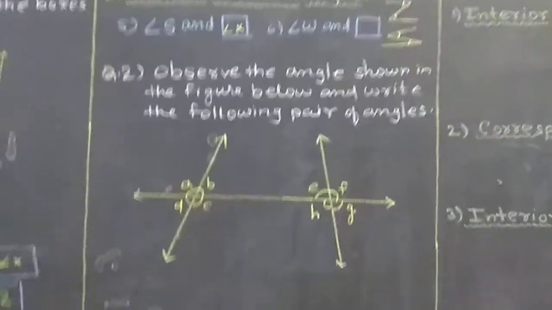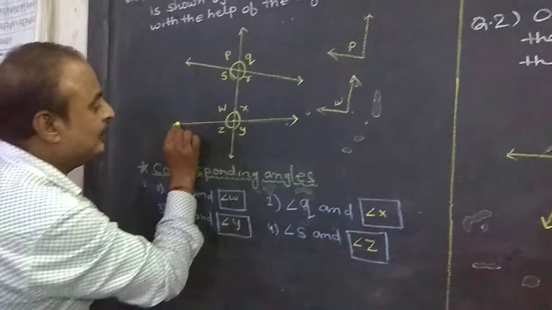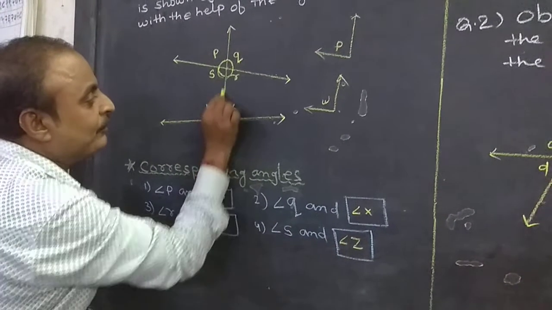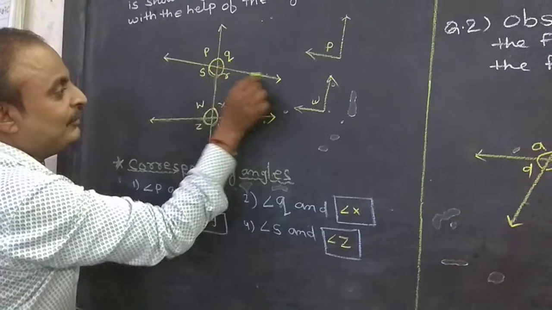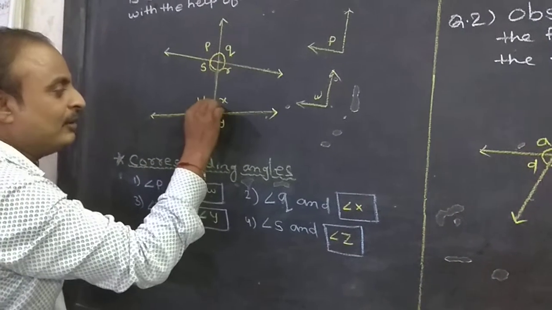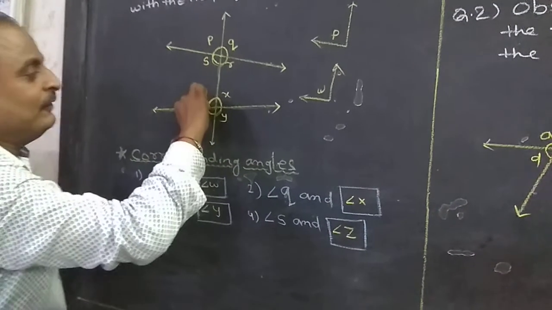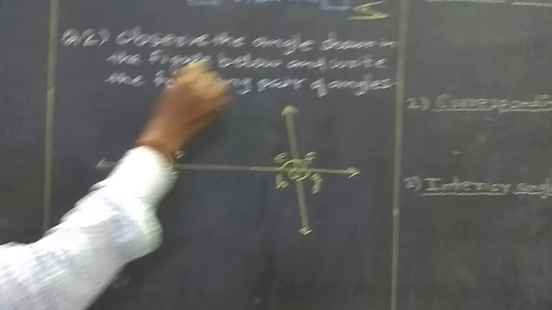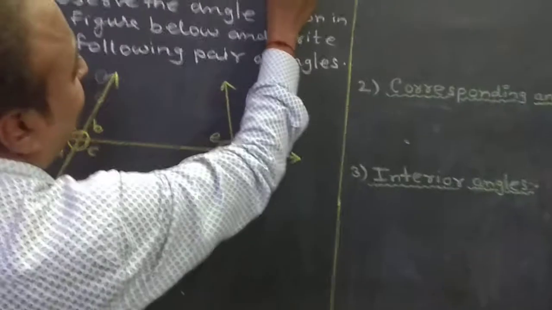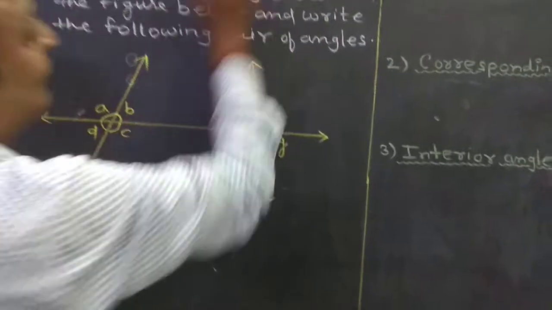Question number 6, angle W. See, angle W is here. Now see the shape of Z here. This angle and this angle are forming a shape of Z, and here angle W is here. So which one is the remaining angle here? Angle R. So angle R will be the correct pair of angle W.